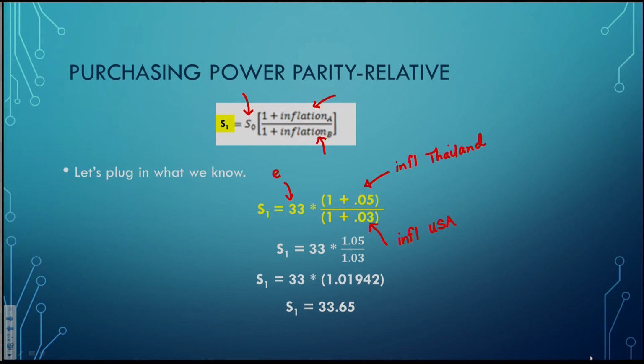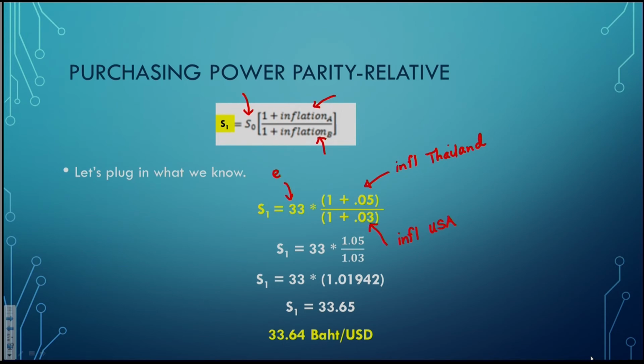33.65. All right, well, what does that tell me? Okay, you followed the math. What does this tell me? Remember, S1 is the exchange rate a year from now. So what we're saying is that the exchange rate one year from now is going to be 33.64, all right? So we've seen a change in the exchange rate.